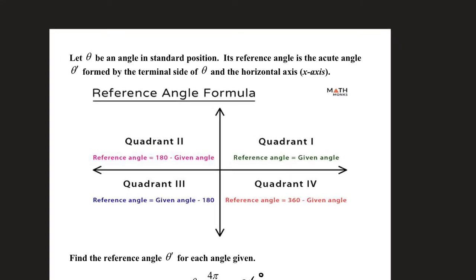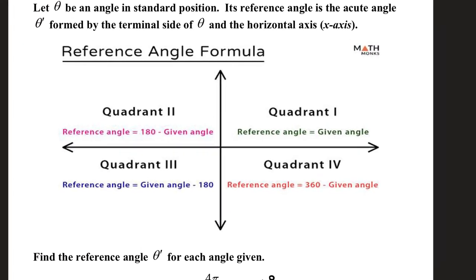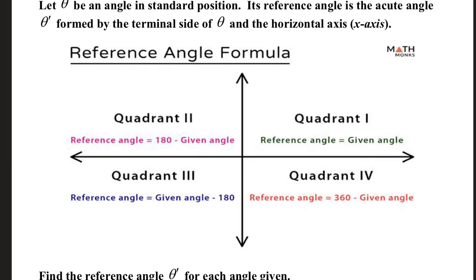Discussing reference angles, let theta be an angle in standard position. Its reference angle is the acute angle theta prime formed by the terminal side of theta and the horizontal x-axis. Now that's a lot of words to say. Take an angle, find its terminal side. Suppose we had 120 degrees. We would rotate 120. This would be where our terminal side is. The quickest trip from your terminal side to the x-axis is going to be your reference angle.